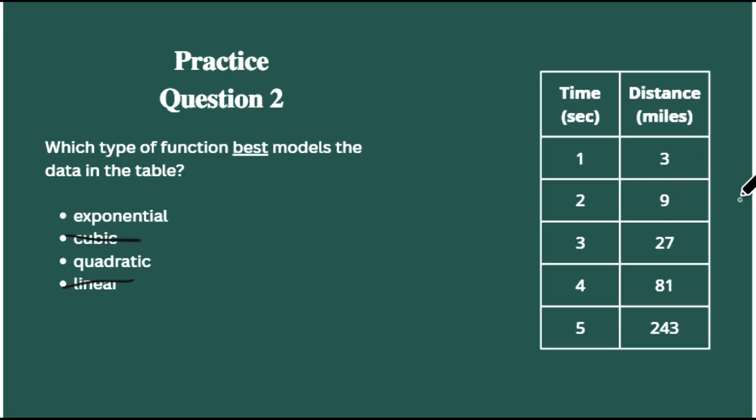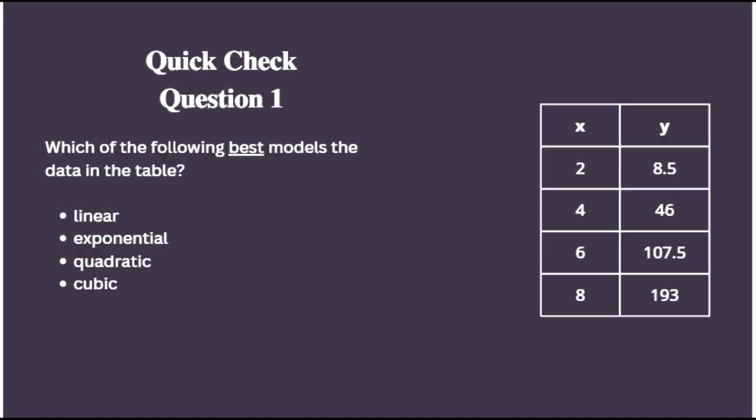9 divided by 3 is 3. 27 divided by 9 is 3. 81 divided by 27 is, oh my gosh, guys, it's 3. Let's go 243 just to be safe. 243 divided by 81 is 3. So guess what, guys? It's exponential. I care about this so much.